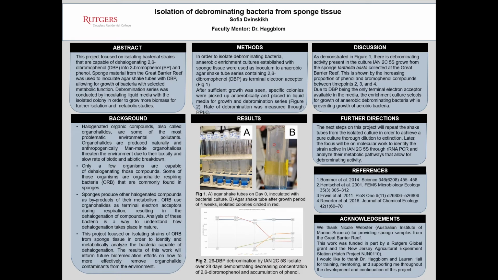The sponge tissue was used to inoculate anaerobic agar shake tubes that were used for selective growth of organisms capable of dehalogenating 2,6-dibromophenol. Debromination series, conducted by introducing the isolated colony from the shake tubes into liquid media with 2,6-dibromophenol, allowed us to observe the growth curve of the organisms while increasing the biomass for future experiments.